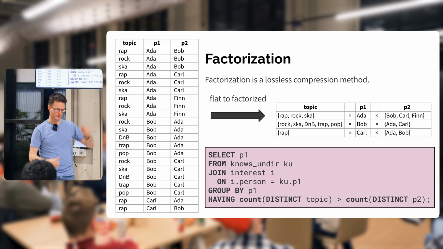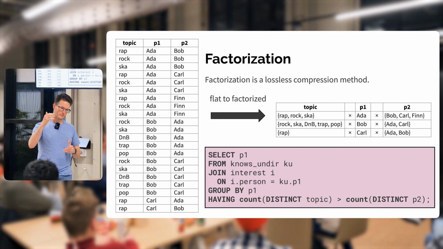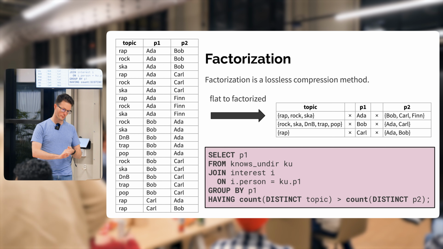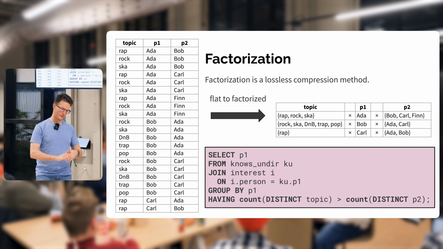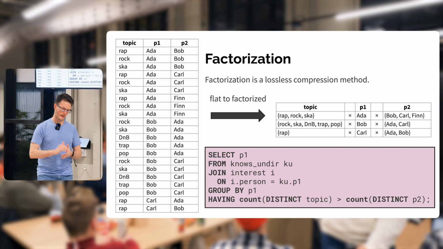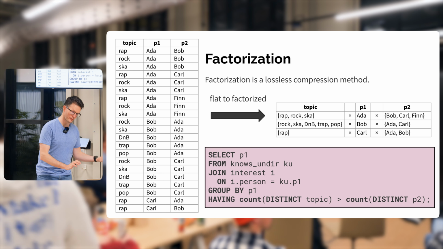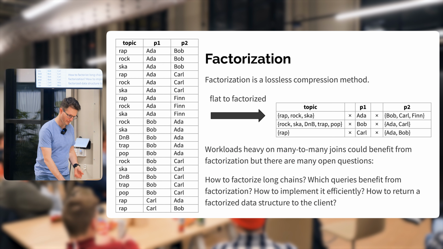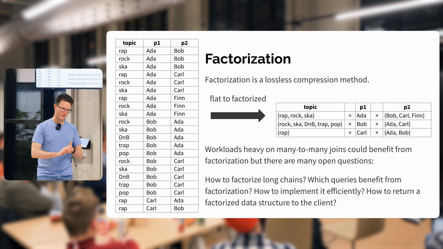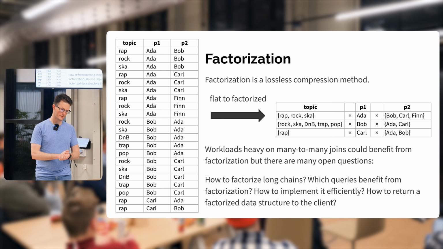And if you see the factorized representation, it's actually, even just by looking at the table, obvious that Bob will be the result because Bob has 5 topics and 2 people, and obviously 5 is bigger than 2. And this is something that basically any workload that has many-to-many joins could benefit from. This is very common in analytics.